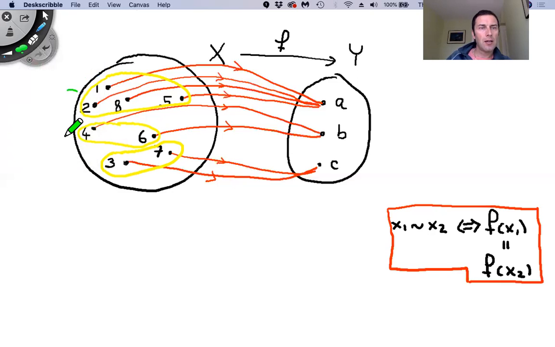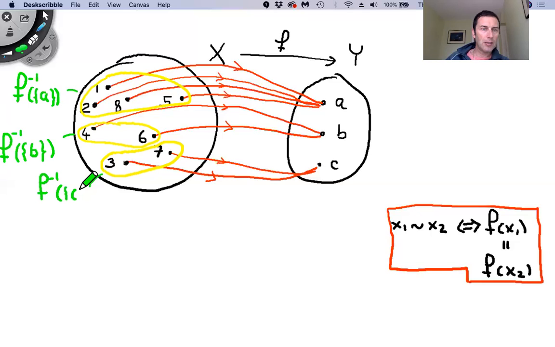Is it the inverse image or? Yeah, right? So 1, 2, 5, 8 is the inverse image of the singleton A. And 4 and 6 is the inverse image of the singleton B. And 3 and 7 is the inverse image of the singleton C.